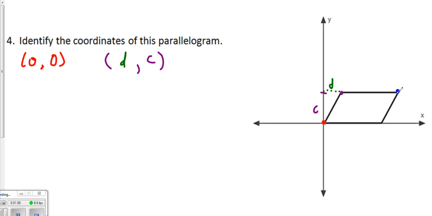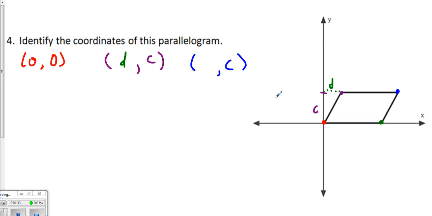Now this point way over here has to be just as high as this point. So it has to be up C amount, just like the other one. So the y value has to be C. How far over it is, though, kind of depends. We don't know that one yet. Let's work on this piece here.